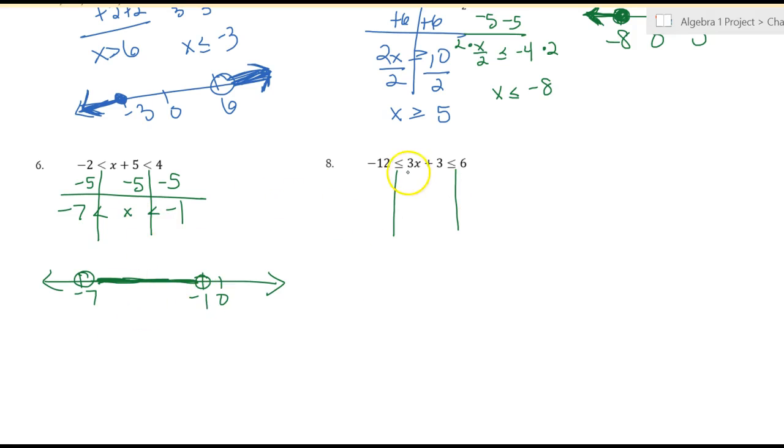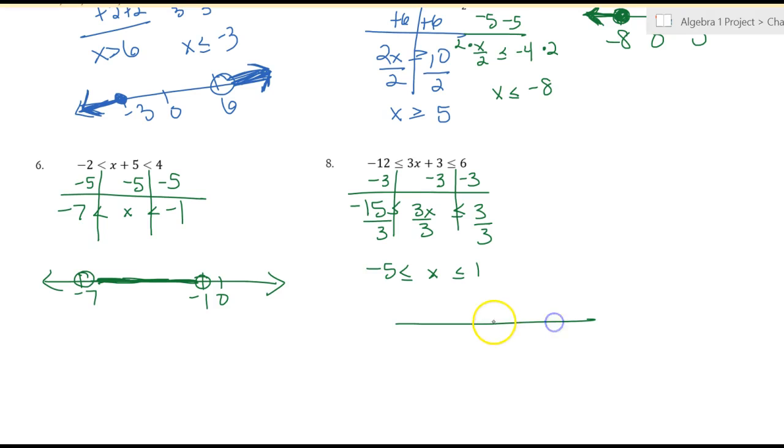Okay, here you have to get rid of the 3 and the 3. So you get rid of the one that's not touching it. So I get rid of the positive 3 by minusing 3 everywhere. So I get negative 15, 3x, and 3. And now this is 3 times x, so I'm going to divide everything by 3. And so I get negative 5, x, and 1. Now this is an AND problem, so they should come together. At negative 5, it's a closed circle, and it says x is bigger than that, so it goes to the right. And at 1, it's a closed circle, and x is smaller than that, so it goes to the left. So it does make our dumbbell.